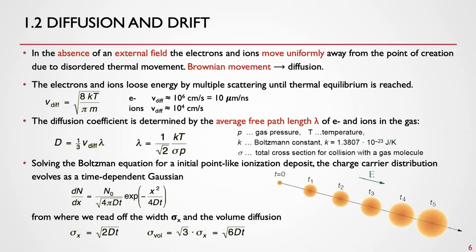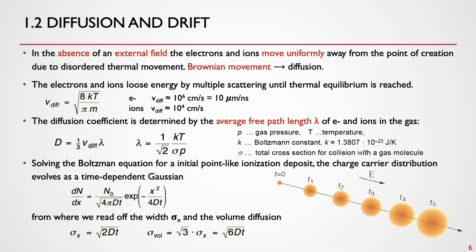So the average free path length, lambda, of electrons and ions in the gas appears as a multiplying factor with the velocity of diffusion to give the diffusion coefficient D. And the diffusion coefficient D enters the solution to the Boltzmann equation for an initial point-like ionization deposit. Why am I talking about this?